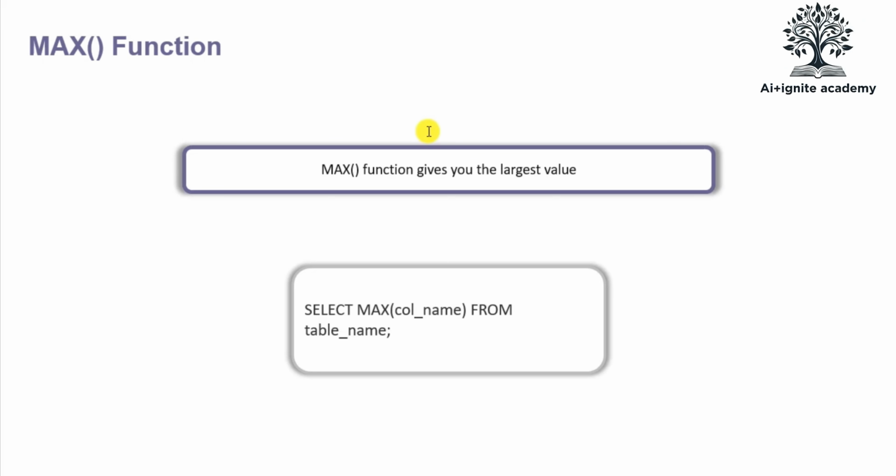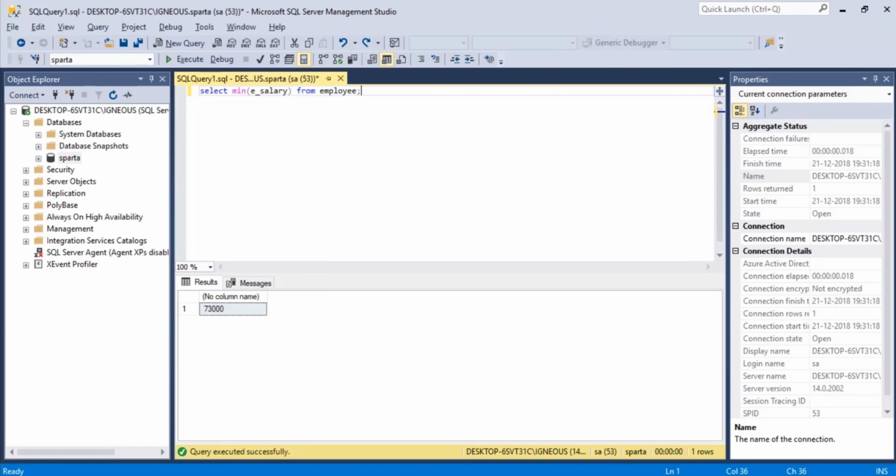Then we have the max function. The max function gives the largest value in a column. Here again we give in the select keyword, following which we give the max function, and inside the function we specify the name of the column from which we're supposed to get the maximum value. Now I want to extract the maximum age and maximum salary from this table. So this would be the command for that.